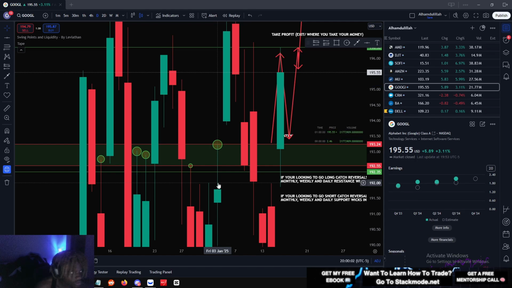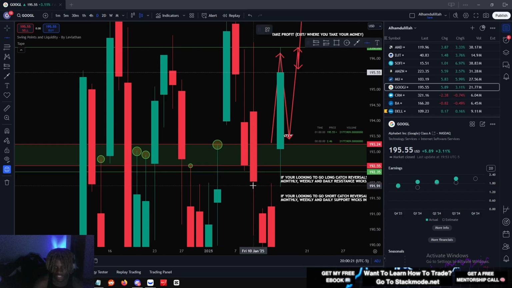Which is probable. Yeah, it's definitely possible for price to reverse here as well, too, because I definitely see just a few wicks here. But it's just about waiting and seeing. Waiting for price to confirm. Waiting for price to give you your entry model.